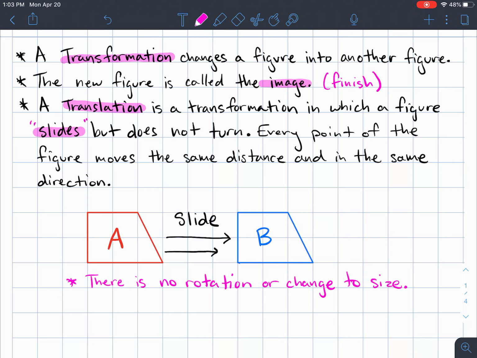If you look, there are two right trapezoids, trapezoid A and trapezoid B. Trapezoid A is where you start. It's slid, or has performed a translation, over to the right. So A is where you start, B is where you finish. The shape for B would be called the what? The image, because this is where you moved it. There is no rotation, and the shape does not change its size. So we slid the shape to the right, from A, the pre-image, to B, the image.